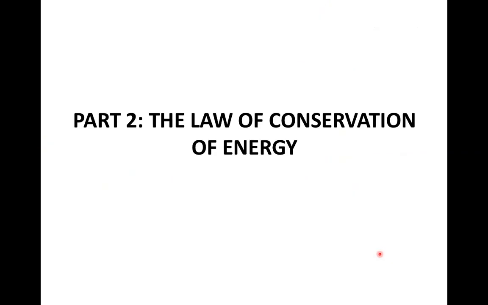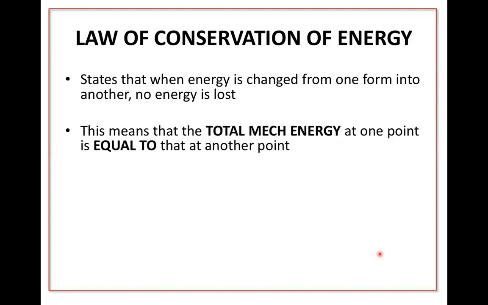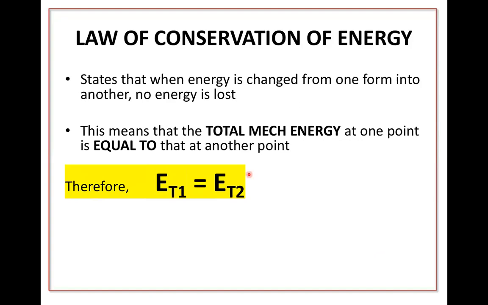Okay, so moving on. The law of conservation of energy. The law of conservation of energy states that when energy is changed from one form into another, no energy is lost. This means that the total mechanical energy at one point is equal to the total mechanical energy at another point. Written mathematically, ET1 equals ET2. This is the way that you should start all conservation of energy problems.